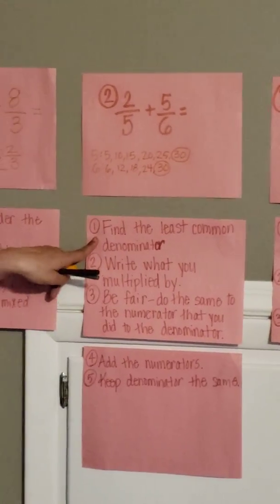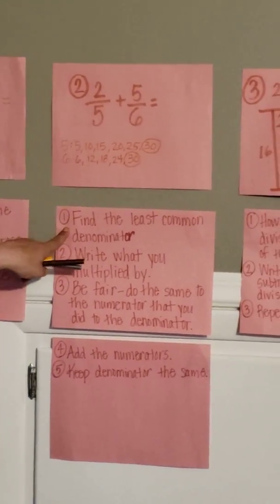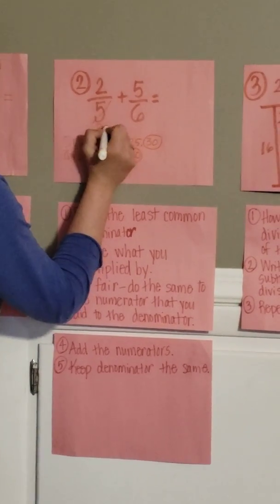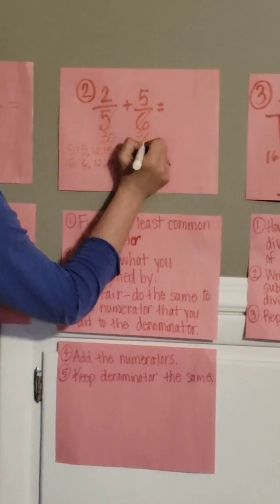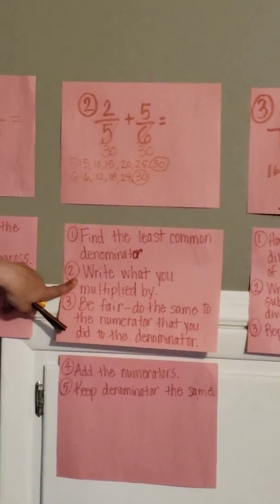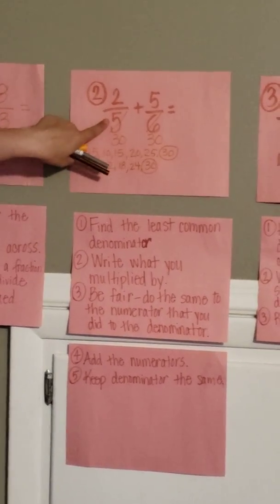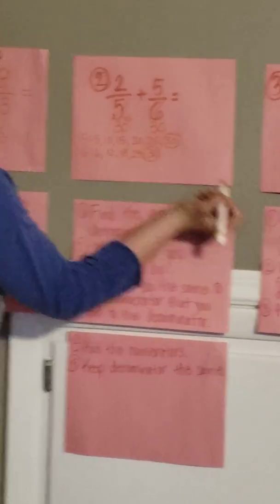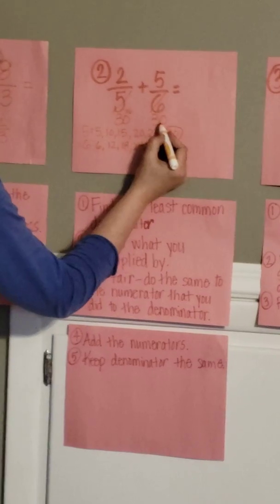The first number that 5 and 6 both go into is 30. That is our least common denominator. We change both denominators to 30. Write what you multiplied by. What did you multiply the 5 by to get 30? You multiplied it by 6. What did you multiply this by to get this?